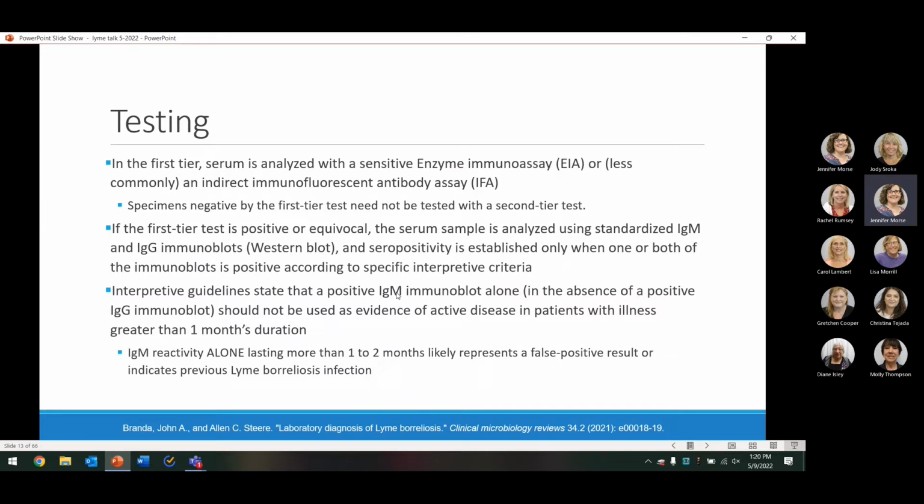If it's been more than 1 month since the symptom onset, you need to have IgG positive to be considered positive. If it's only IgM, it typically represents a false positive result, or it could be a previous infection, and it's just the way that the testing is showing up. So that's just something else to take into consideration.